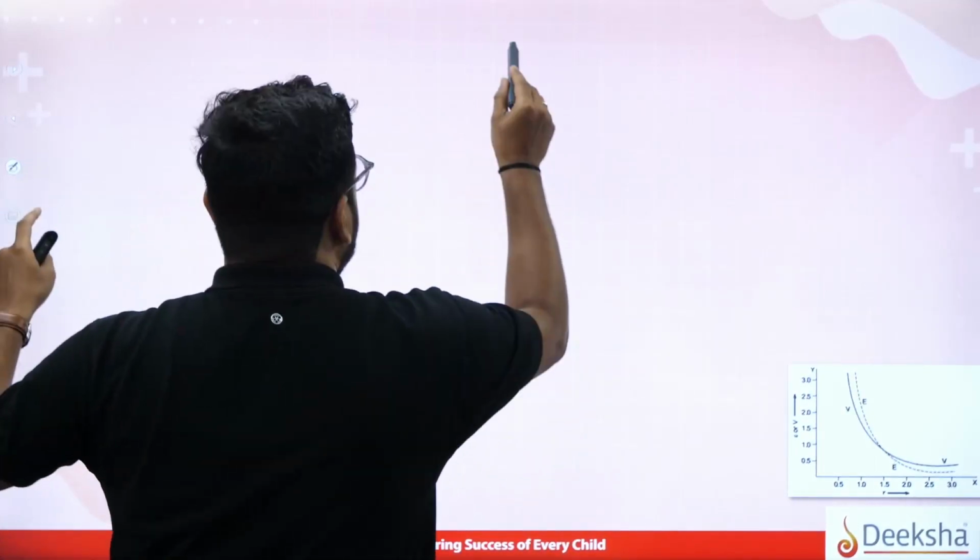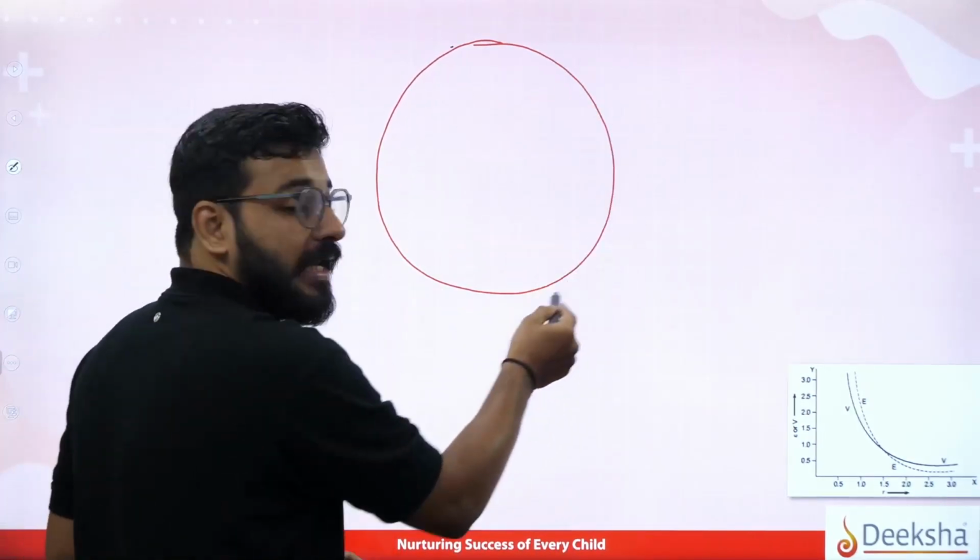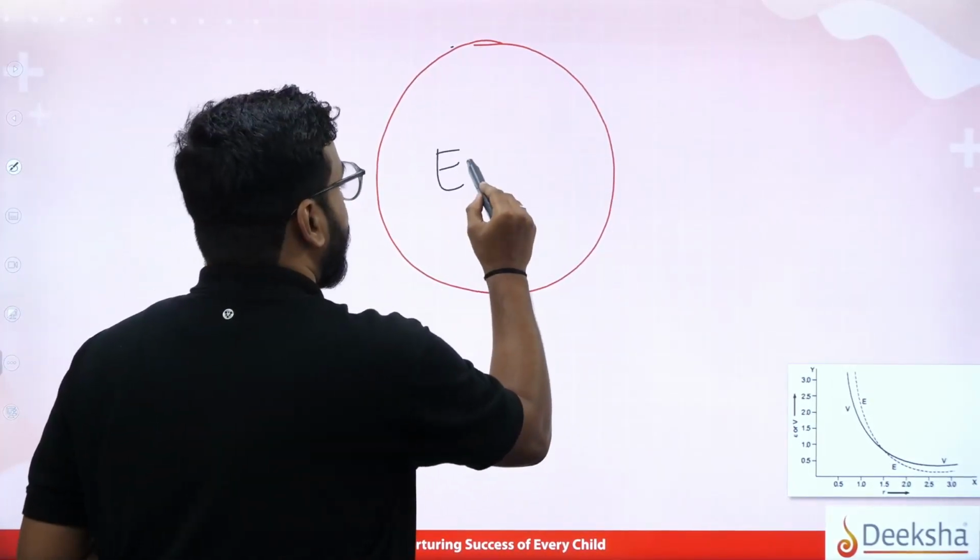So if you have a conductor like this, you have a conductor, and this is the conducting shell, and inside the electric field will be 0.